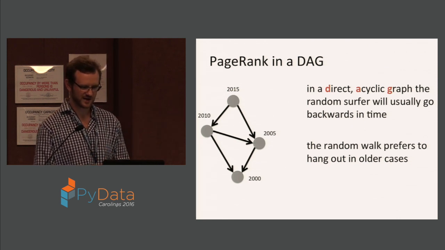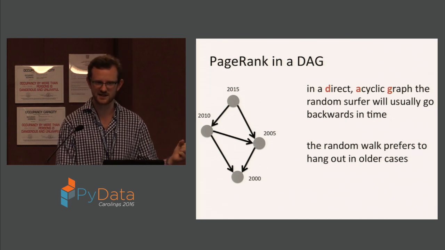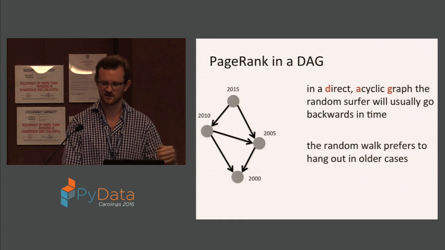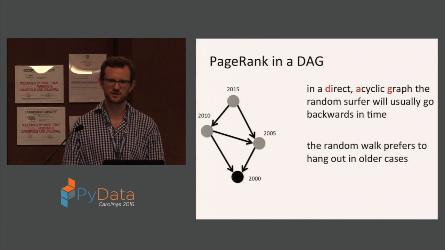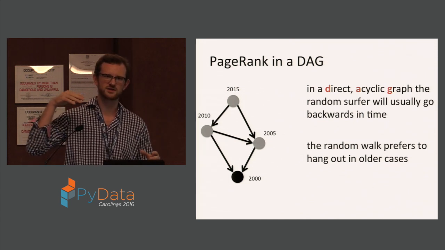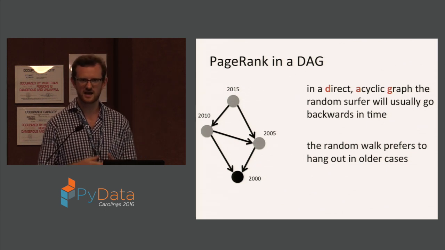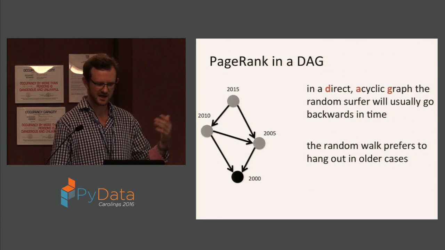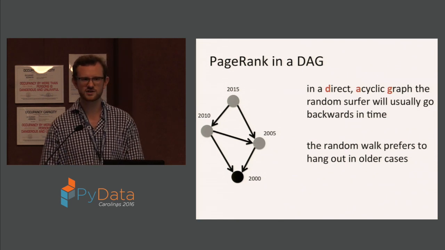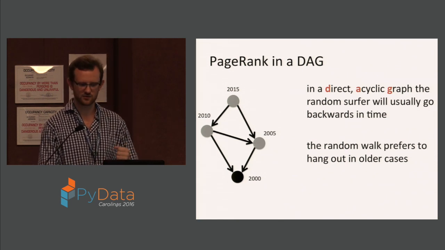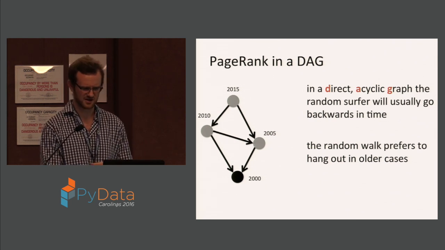If you remember how the random walk works, it follows the direction of edges. So maybe we start at a case in 2015, and then we jump down to 2010, and then we jump down to 2000. And sure, it'll occasionally jump all the way back up to 2015, but in general, PageRank wants to walk backwards in time. So PageRank is going to spend most of its time in older cases. The proportion of the time that you spend on a case is its PageRank. Therefore, PageRank in a directed acyclic graph will prefer the older cases. So that's important to know if you ever want to use PageRank in a network, particularly a directed acyclic graph. I'm sure this is known, but I couldn't really find this anywhere online.